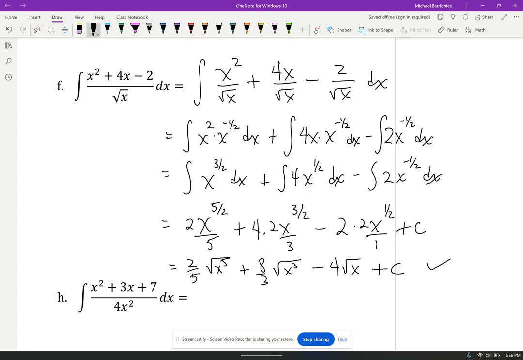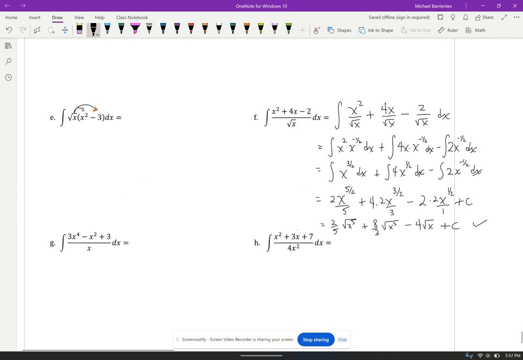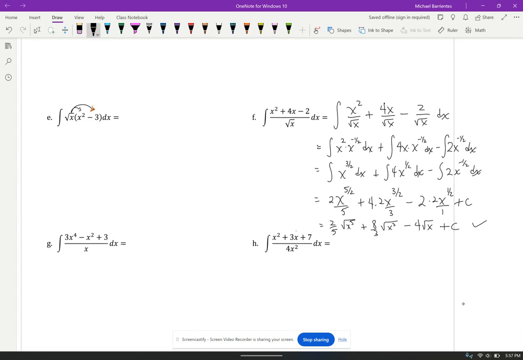I think letter H will be an easier breakup of terms because I'm dividing x squared by 4x squared, 3x by 4x squared, 7 by 4x squared, and that might be a little bit easier. But this one was definitely a bear to separate. And same thing with letter G. If you look at letter G, this one's really easy because it's 3x to the fourth divided by x. So this is going to cancel with one of those, and x squared divided by x. This is going to cancel with one of those, and 3 over x, and that's going to lead you to a natural log. These are the easy versions of the division.